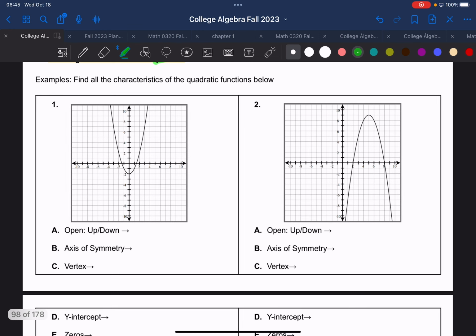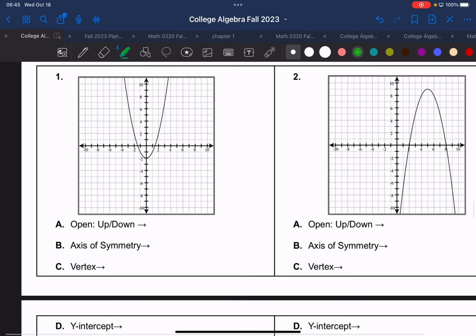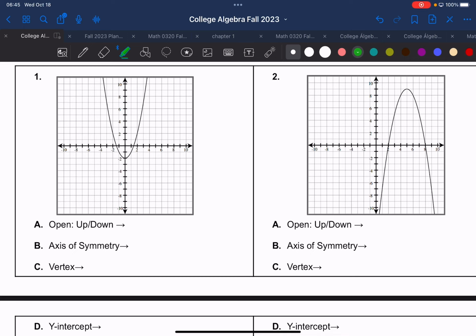So on these examples, it's going to give us a quadratic function, and we are going to define each of the following. So for number 1, we're first looking if it opens up or down. So looking at the graph on 1, does it open up or down? Oh, it opens up. So just write up. Okay. The axis of symmetry is where we can divide this parabola in half. So the vertical line that can divide this parabola in half.